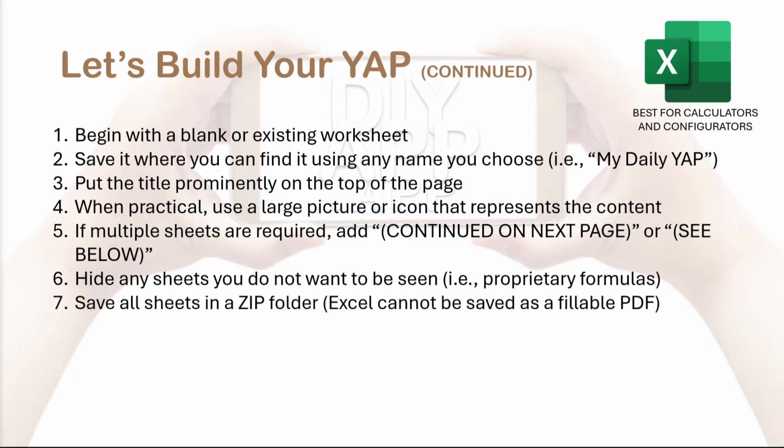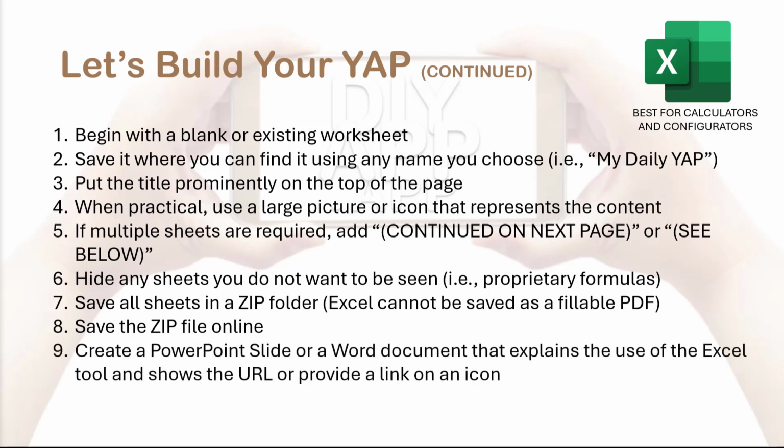Save all the sheets in a zip folder. That's how you're going to distribute it, because Excel cannot be saved as a fillable PDF. Save the zip file online and use the URL to show the user where to find that zip file. It can be in a Word doc, a PowerPoint document, or you can actually use an Excel sheet that's not fillable in your YAPP, and they click on that, it downloads the zip file, and then they can open the Excel file.